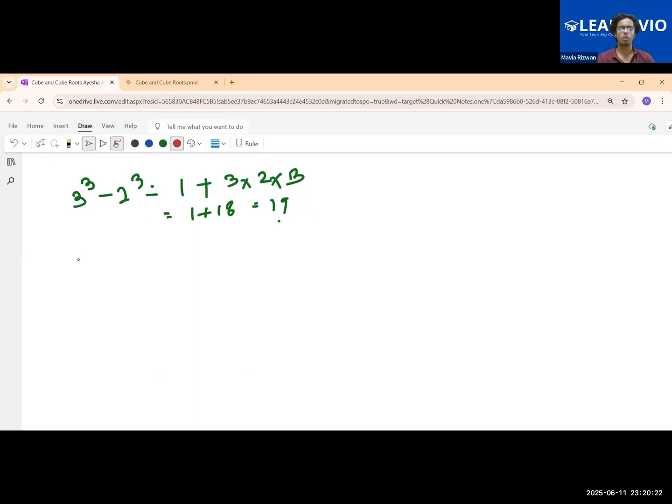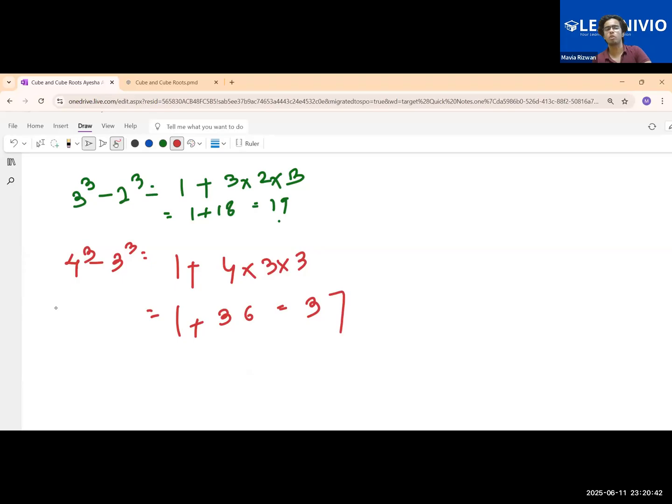Let's say 4 cube minus 3 cube. Very easy: 1 plus, now 4 into 3, and since it is cube, so into 3. 1 plus, 4 3s are 12, 3 12s are 36. 1 plus 36, that is 37. So 4 cube minus 3 cube is 37.